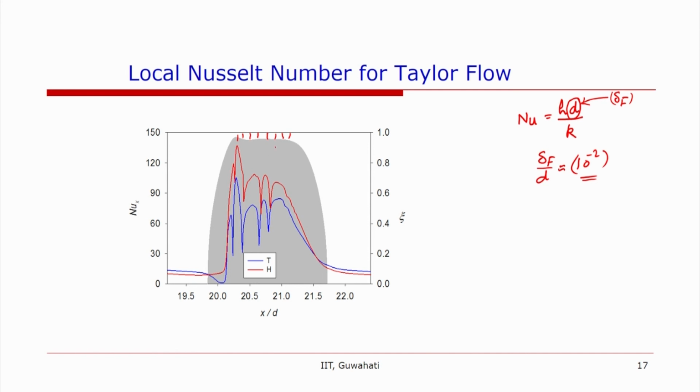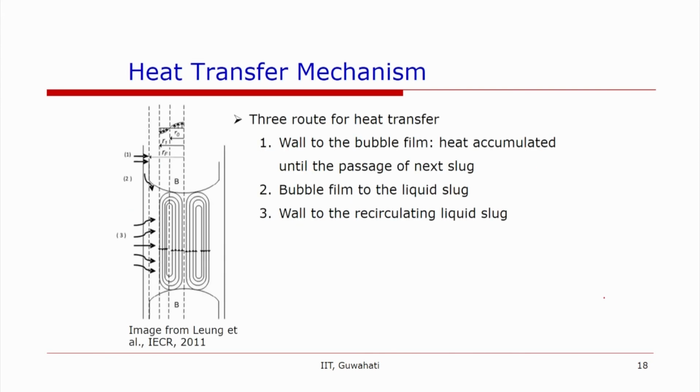The Nusselt numbers are not high in this case. This is just because of the length scale being used here. One can see from the y axis that the Nusselt number is about 10. This is significantly high when you compare with liquid only flow in the channel for both the boundary conditions. That is all. Now, let us look at a bit about the heat transfer mechanism.